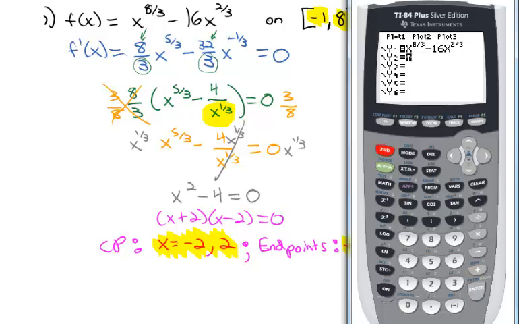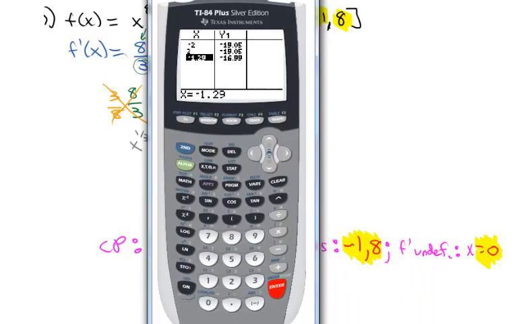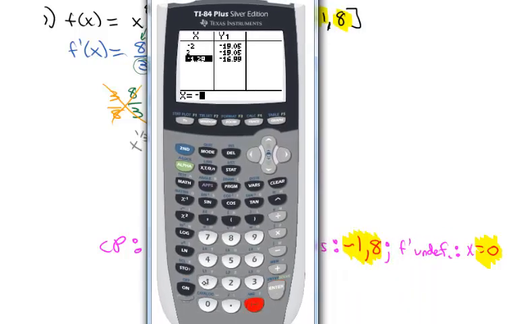And we're going to hit second table. And we're going to type in the values that we want. We want negative 2, enter, 2, enter. We also have some endpoints that we need to check. Let's move our calculator over so we can see. Negative 1, enter, 8, enter, 0, enter.